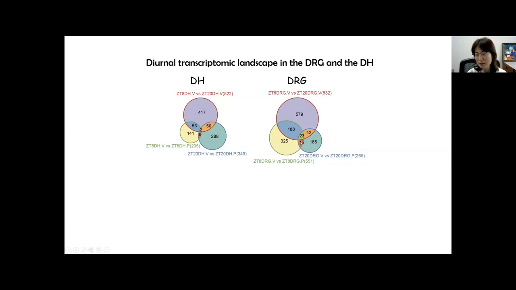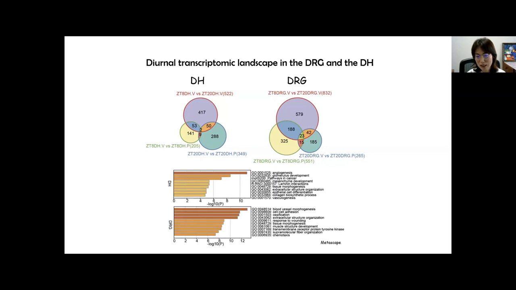So it tells us that in the pain response, CIPN response, daytime and nighttime involve different genes, but they both share a strong 30% of the diurnal circadian genes. So it tells us that circadian regulation for this pain response definitely exists. And then pathway analysis points out important pain pathway genes.